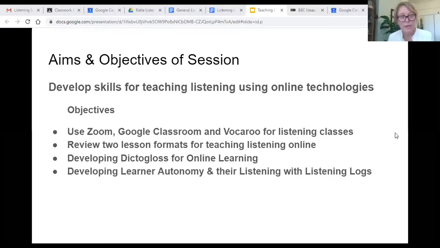Okay, one of the activities is a dictagloss, and I'm keen to do this because of Carol's great session. She mentioned dictaglosses, and I thought perhaps that was something that we could look further at, and it was something I used a lot at the University of Southampton. And I'm also very keen to develop learner autonomy. And first of all, we're going to be looking at listening logs.